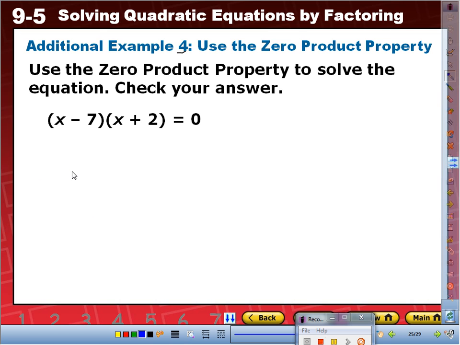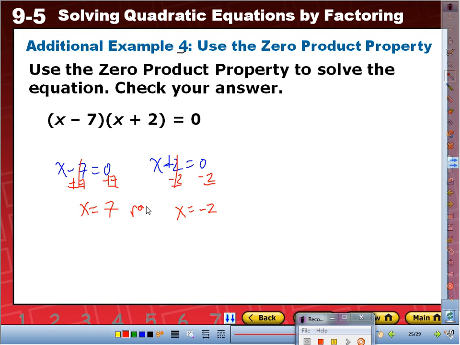Okay. So I heard set each one equal to 0. X minus 7 equal to 0. X plus 2 equal to 0. Are we there? And let's solve for the variable. So this is plus 7, plus 7. X equals 7. Minus 2, minus 2. X equals negative 2. So on this one, they're asking us to solve the equation.